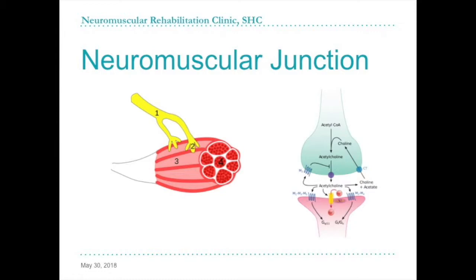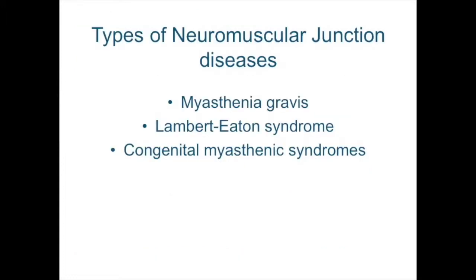And there is a little space in between there where there is a chemical reaction that occurs and receptors. So if there's any problem or disease of the receptors or at this level, it's referred to as a neuromuscular junction disorder. And a common neuromuscular junction disease is myasthenia gravis, as an example.